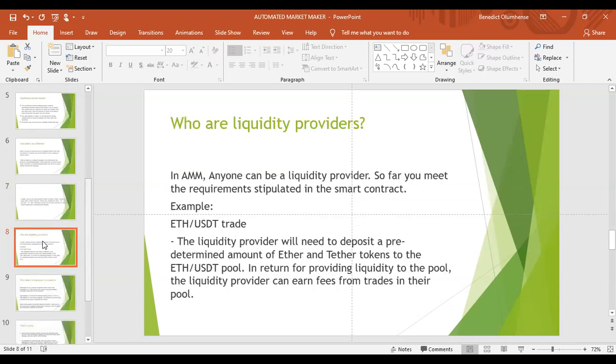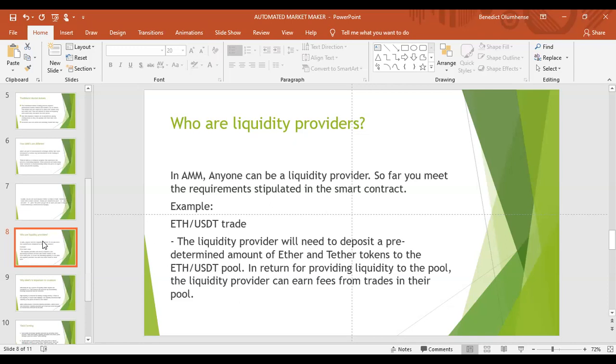So who are these liquidity providers in the AMM, right? Anybody can be a liquidity provider. There are certain requirements that are stipulated in the smart contract, which are developed by the smart contract writers. For example, we can take the Ether to USDT trade. If a liquidity provider provides a predetermined amount of Ether and USDT tokens to the pool, right? He earns some fees from that trade in the pool.